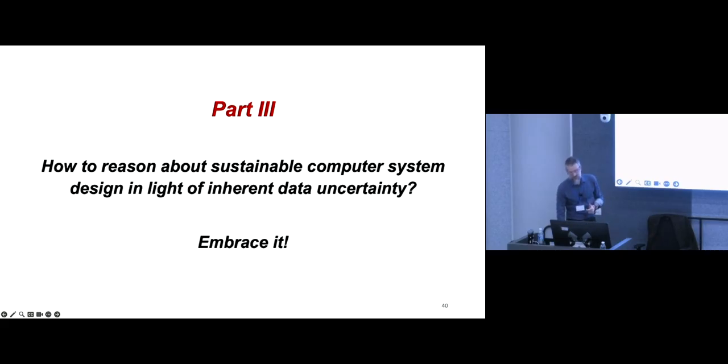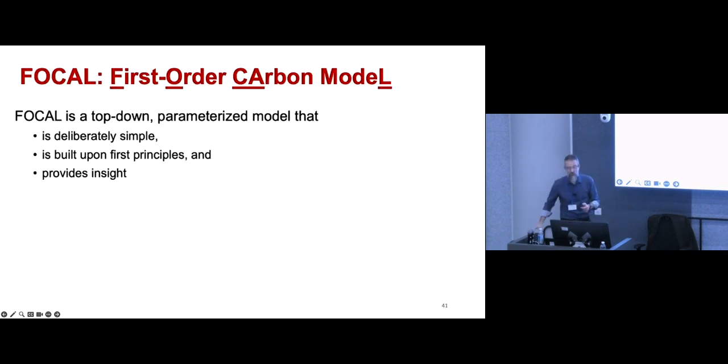Let's do very simple modeling. I have a background in computer architecture modeling, so this came as a natural next step for me. I've been proposing this focal, very simple first-order carbon model that allows us to reason about the environmental footprint in computer architecture design without having to rely on very precise data. So it's a top-down parameterized model. It's deliberately simple, built upon first principles, as I will argue, and the goal really is to provide insight.